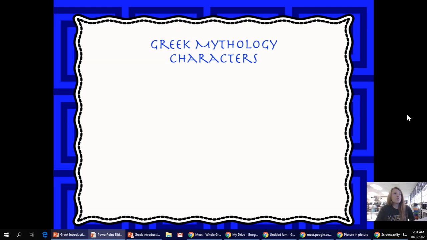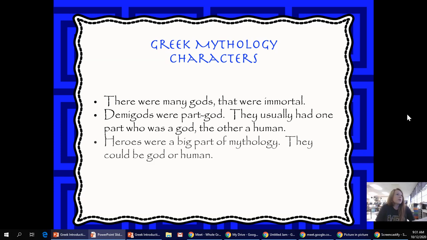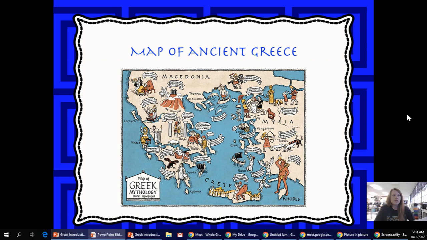Okay, so some of the Greek mythology characters: there were many gods that were immortal. Okay, demigods were part god, so part human, part god. They usually had one parent who was a god and the other a human. Heroes were a big part of mythology. They could be god or human. So heroes were huge. So it's kind of like they saw gods as heroes too. To make Greek mythology fun to read, there are many monsters. That makes it a little more interesting.